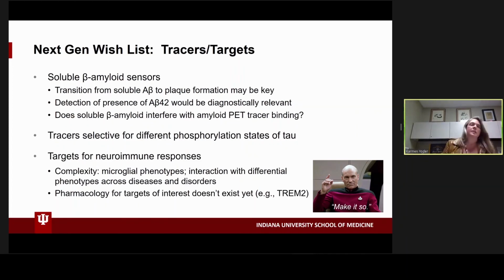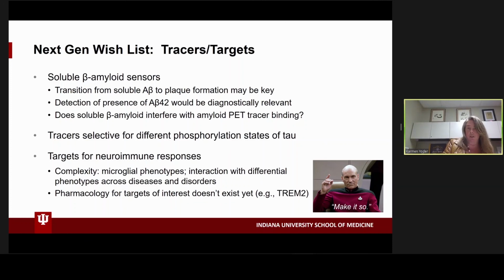Similarly, I would like to see soluble sensors for soluble beta amyloid, because the presence of soluble beta amyloid is thought to be the tipping point for plaque formation and hence one of the hallmark neuropathologies of Alzheimer's disease. If we could detect A-beta-42 peptide versus A-beta-40, that would also be really diagnostically relevant for AD as well.